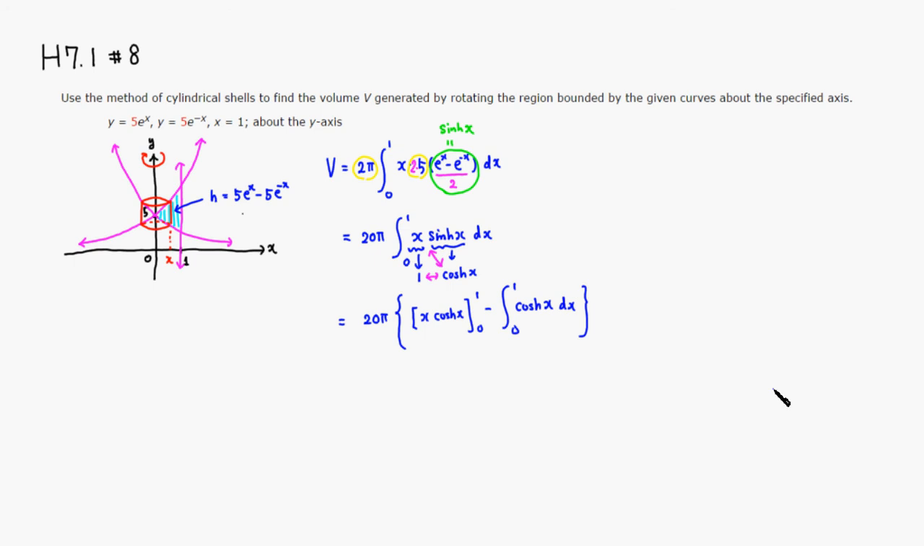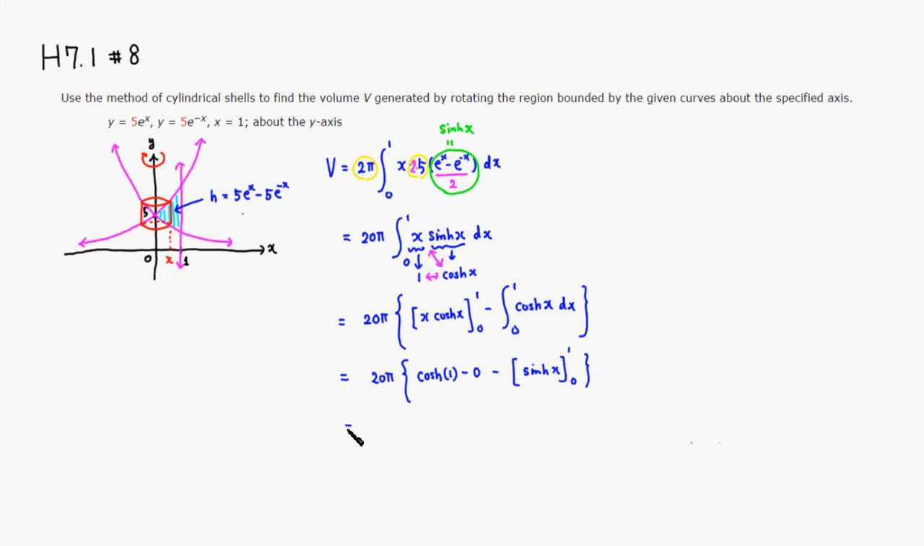Then we can just plug in numbers and see what we get. So you have a 20 pi. Let's plug in 1: 1 times the hyperbolic cosine of 1, minus, if you put in 0, that's 0. Then minus the antiderivative of hyperbolic cosine, which is hyperbolic sine of x, going from 0 to 1.